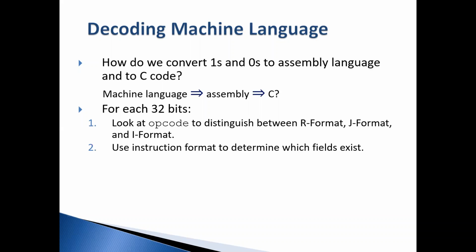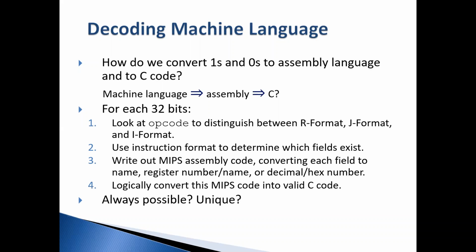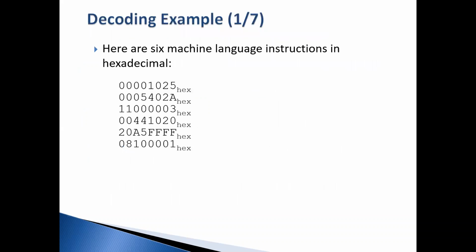And once we know the format of the instruction, we can partition the instruction bits into the correct fields. Once we write down the values of each field, we can reconstruct the MIPS code. Now, when we have the MIPS code, we can convert that MIPS code into a valid C code. Is it possible? Do you think the C code will be unique? Let's find out.